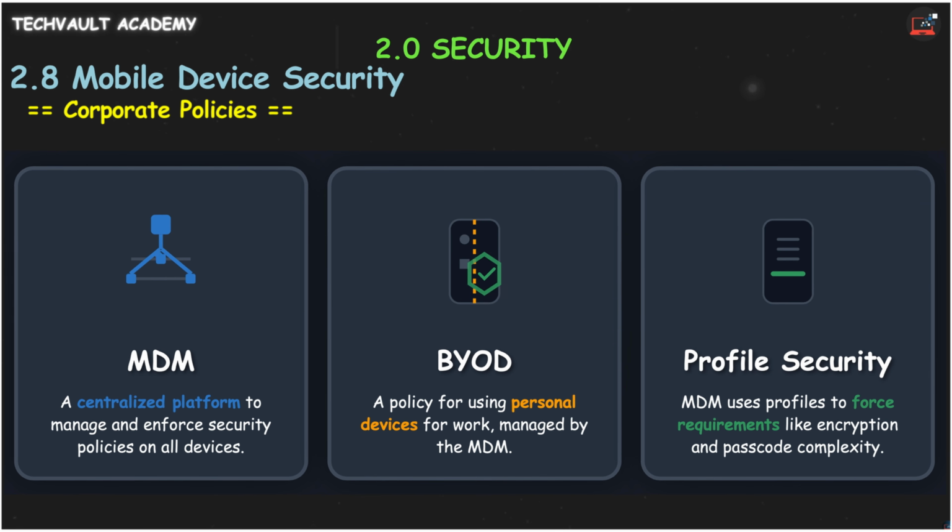The most important tool is Mobile Device Management, or MDM. An MDM is a central server that allows administrators to set and enforce security rules for all phones, whether they are corporate-owned or personal devices under a Bring Your Own Device, or BYOD policy. Using the MDM, an admin can push out configuration profiles that force users to have complex passcodes, enable encryption, or even disable the camera when they enter a secure facility.